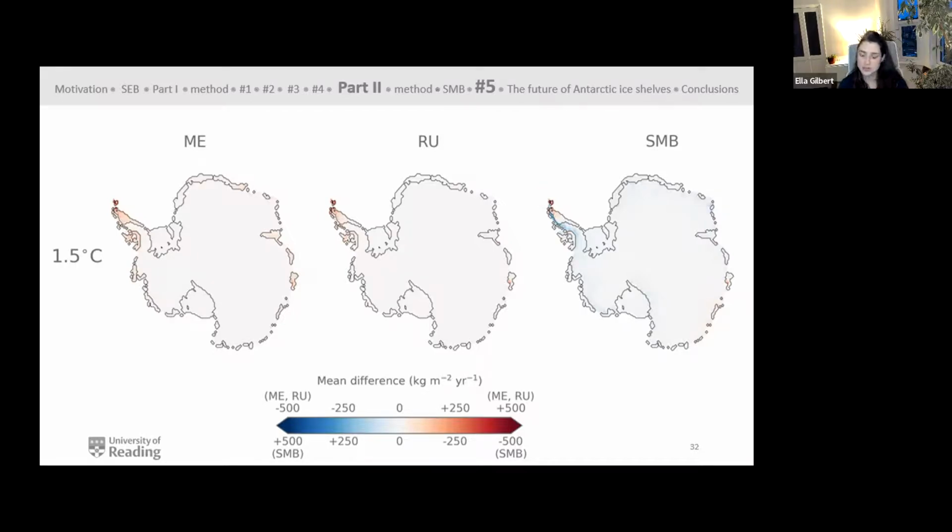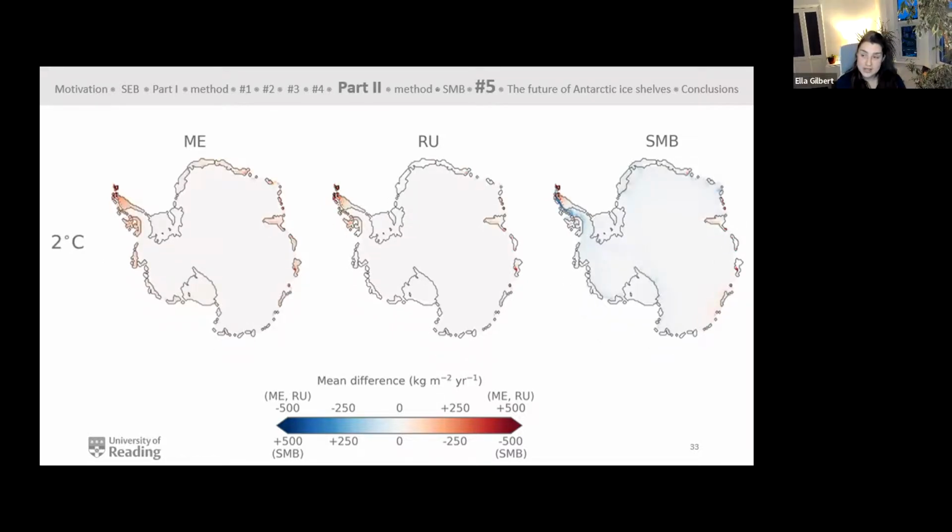So this is 1.5 degrees, and we can see that the majority of the color is concentrated on the Antarctic Peninsula. We see some increases in surface mass balance over high ground, off ice shelves, so on the actual ice sheet itself. And then on ice shelves, we see increased melt and runoff and decreases in the surface mass balance. If we look at the 2 degrees, we see the same sort of picture. It's just increased slightly from that 1.5 degree picture.